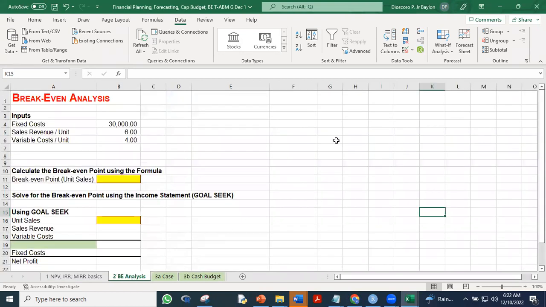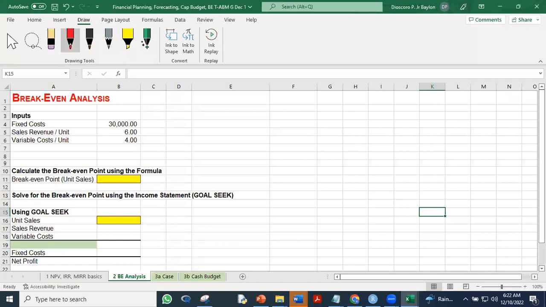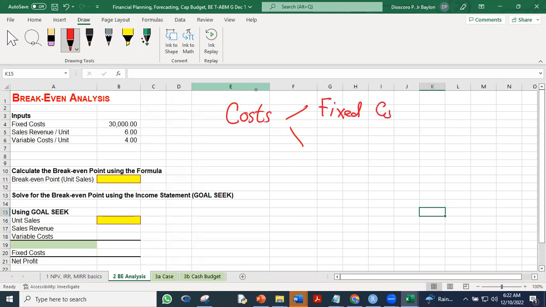First is the break-even analysis. For break-even analysis, we are interested to know how many units a company should sell so that it's able to recover the costs. Now, as far as cost is concerned, we are looking at two types here. We have fixed costs and variable costs.